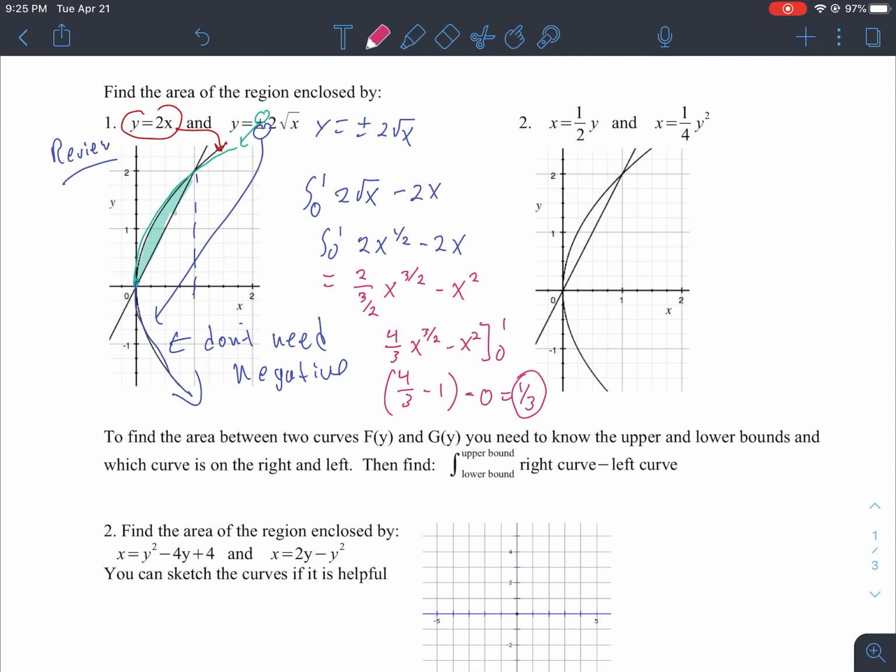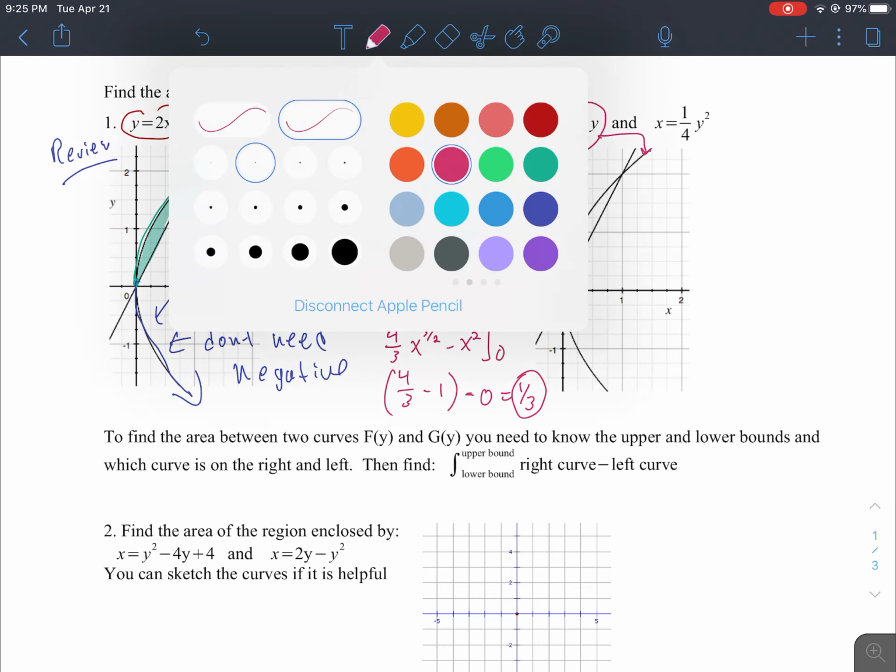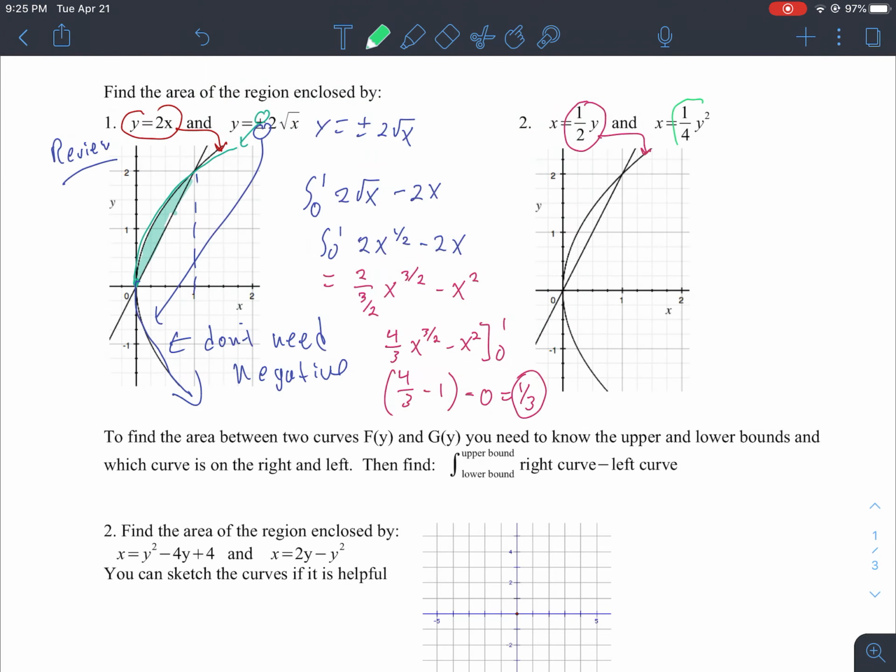Okay, this bad boy. 1/2 y is that one. 1/4 y squared is that one. Now find the area of this region. It's the same region, but now it's written in the form x equals instead of y equals.